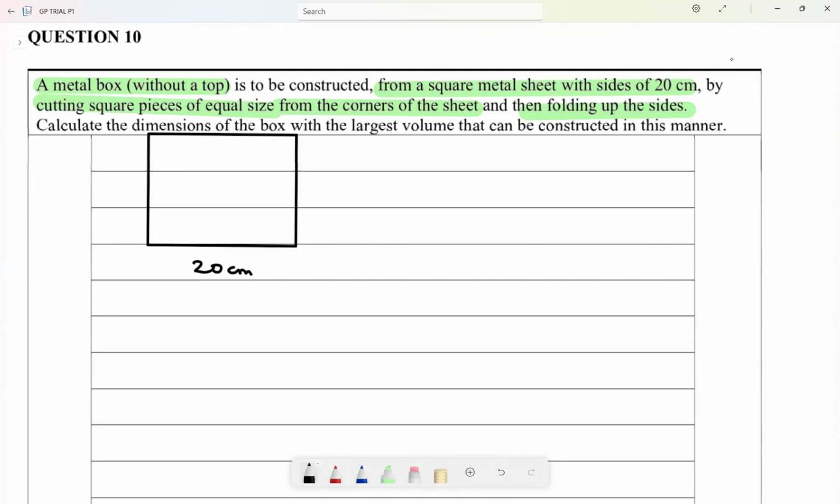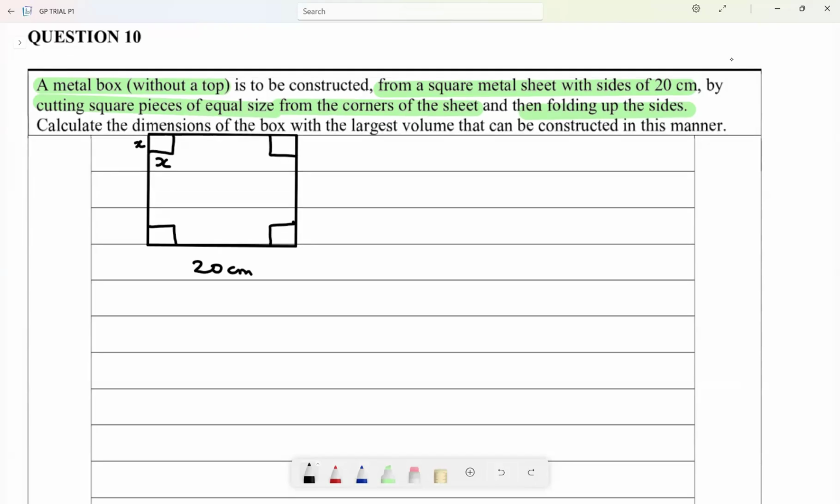They cut it beautifully into square pieces of equal dimension, of equal size. But we do not know that size. So let's just say the size is x. The size of all of them is x. So this is going to be x, this is going to be x, this is going to be x, because it is a square.